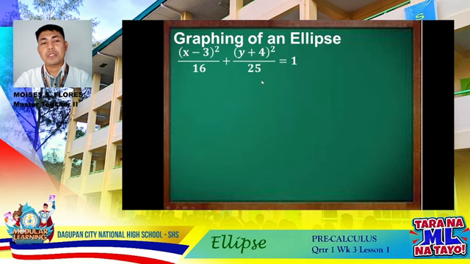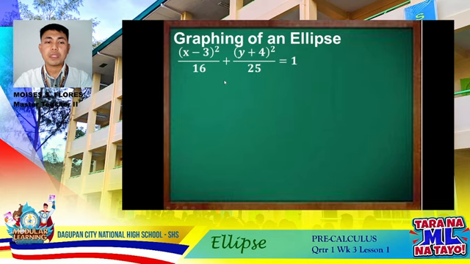With this example, (x minus 3) squared over 16 plus (y plus 4) squared over 25 equals 1. Now, what do you observe? Yes, it is now centered at (h, k). Another thing to observe with respect to your major axis, which is with respect to y, so our type of ellipse is vertical because our major axis is parallel to your y-axis.